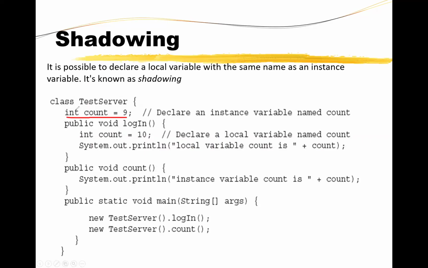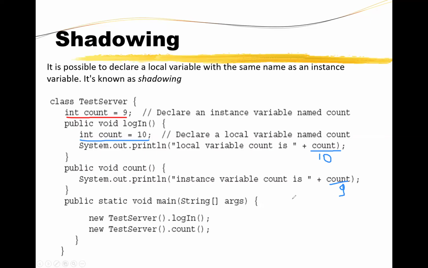Here you can see count equals 9. This is the instance variable because it is inside the class outside any method. And inside the method login there's another count equals 10 declared. That is a local variable. Inside the login method, when you print count, it refers to the local variable count. Therefore, this would print 10. And there's another method called count, where there is no local variable. So when you say count, this refers to the instance variable 9.